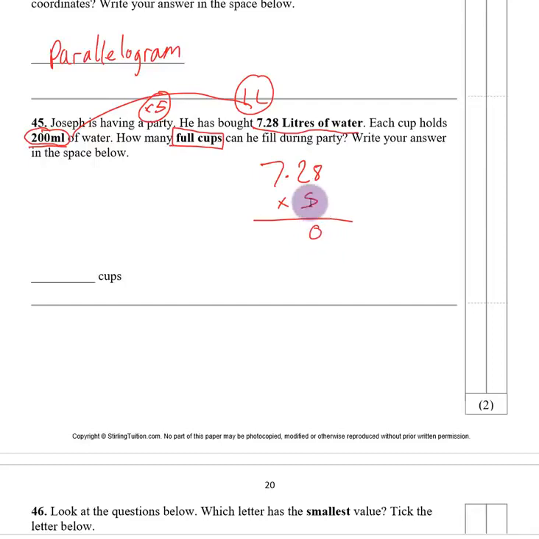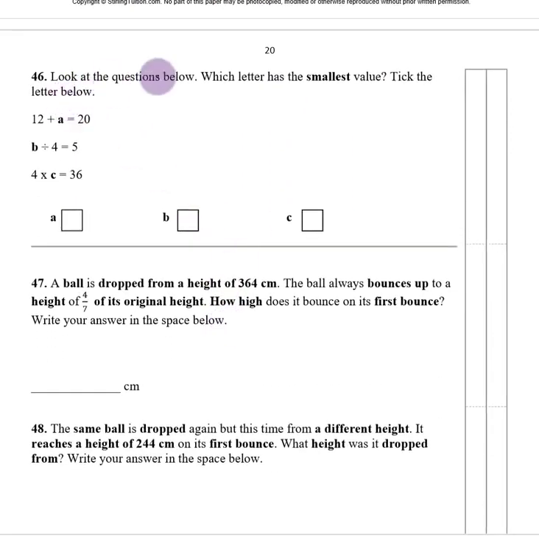So 8 times 5 is our 40, and then 5 times 2 plus our 4 is 14, and then carry the 1, and then 5 times 7 is 35 plus 1 is 36. Not forgetting the 2 decimal points, 1, 2, 1, 2. So it says here full cups. So we cannot include the 0.4 because that's only 0.4 of a cup. It's not a full cup. So full cups in this instance will be 36 full cups.